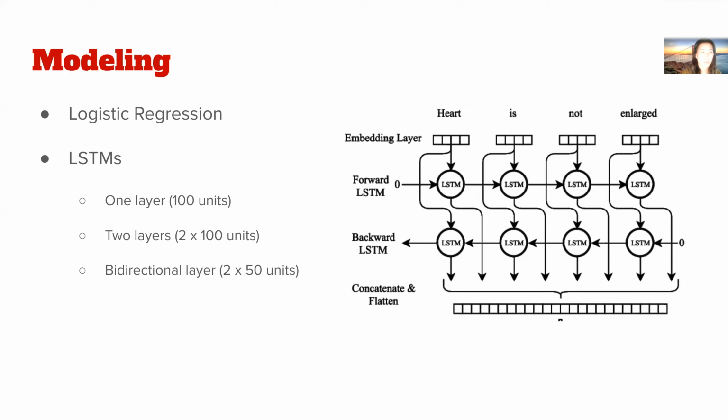So the 4 models that I chose to compare were the logistic regression baseline and 3 architectures of the LSTMs. The first one included 1 layer of 100 memory units. The second one contained 2 layers of 100 memory units each. And the third one contained a bidirectional layer of 50 units looking in opposite directions.